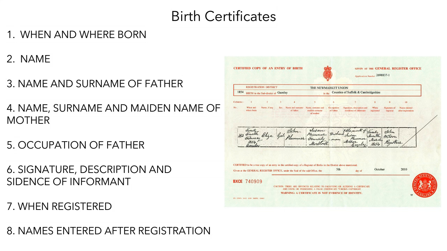Right, next is when registered. From 1875 onwards, registration was required within 42 days of birth, and it was compulsory. It's this date that will determine which quarter the births appear in the indexes. And next is names entered after registration. If you have a certificate with a line through the names box, you should have a name entered here instead, because some people added or changed names at baptism, and this only includes names given up to 12 months after the initial registration.